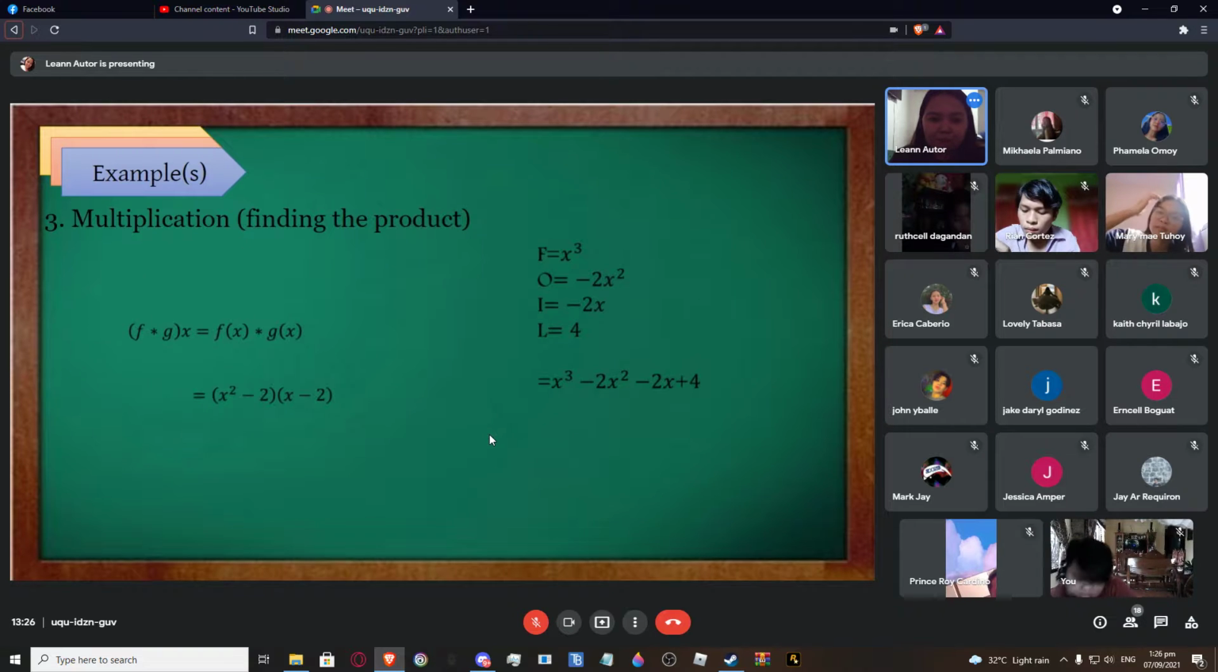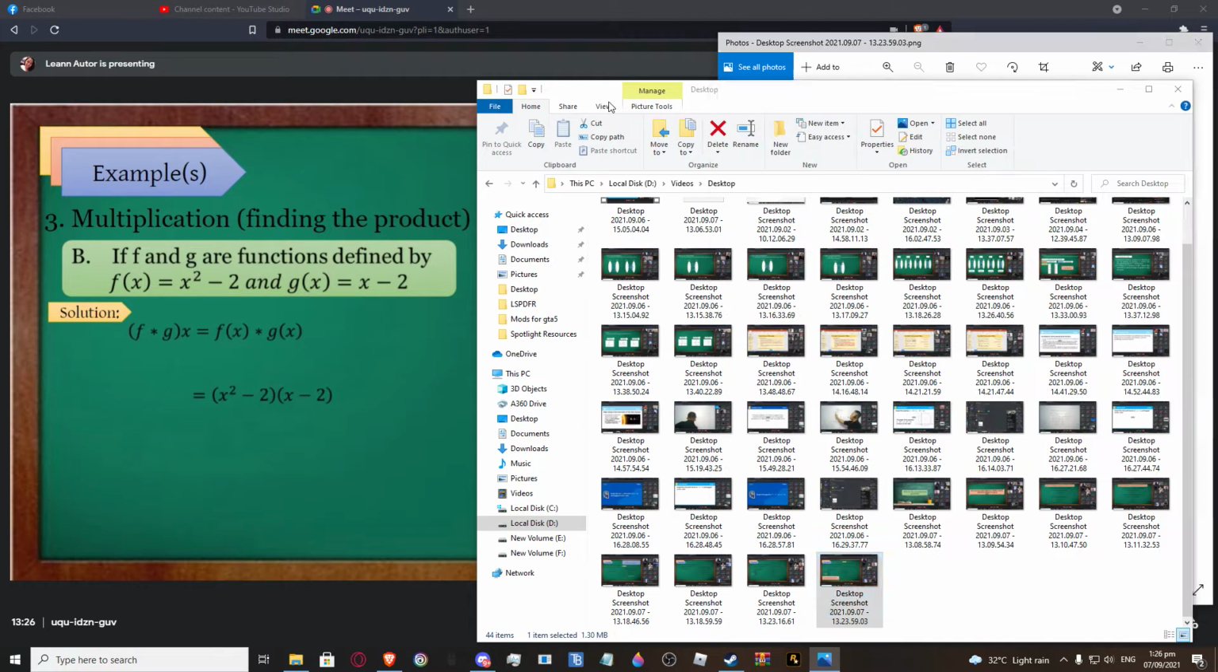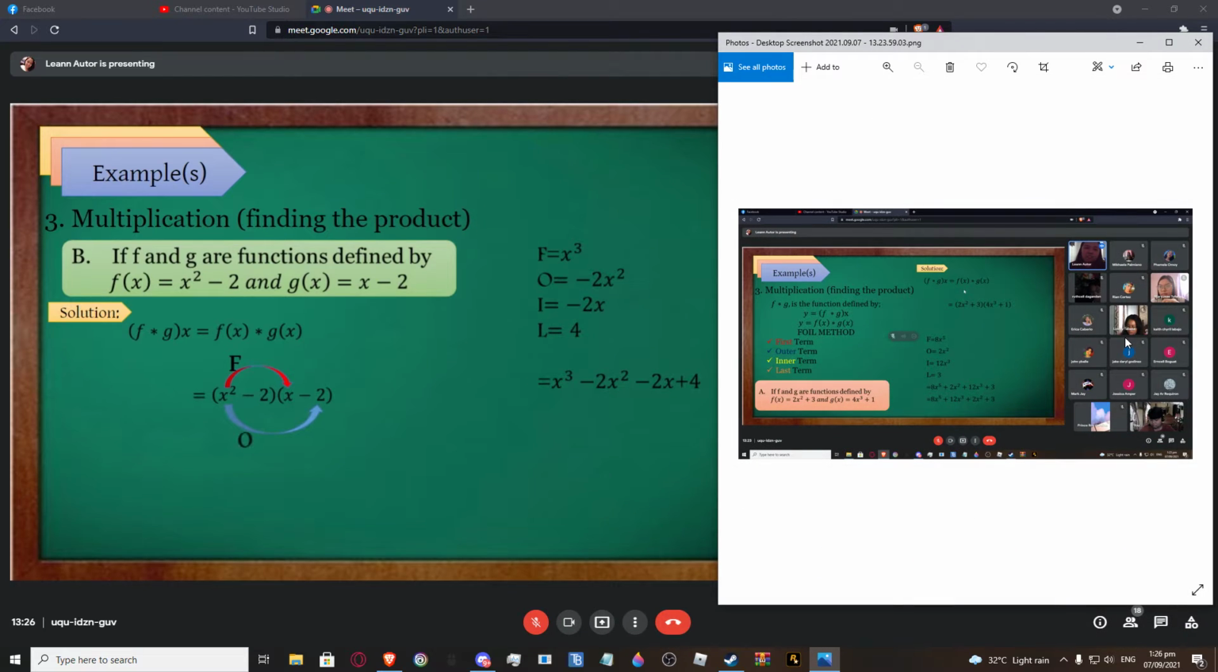Sige. Proceed ta. So, multiplication of function. Alright, so another example we have here. So again, the same process. So what we did, FOIL method ang gamiton, first term, outer term, inner term, and the last term, i-identify, and then i-arrange. Rearrange. Alright. So kini siya, na-arrange man siya daan. So final answer na na siya.